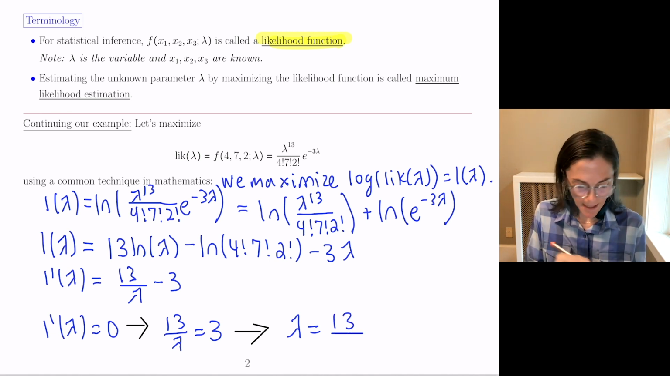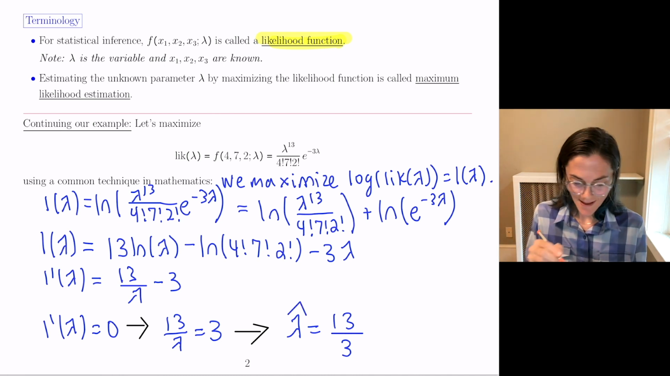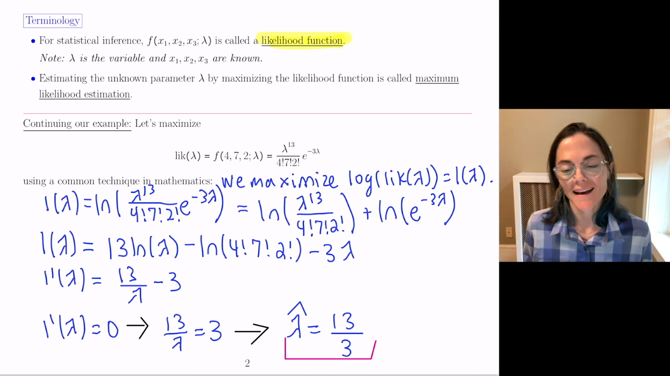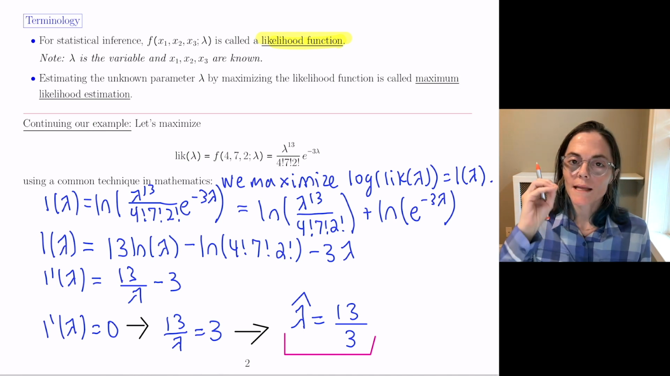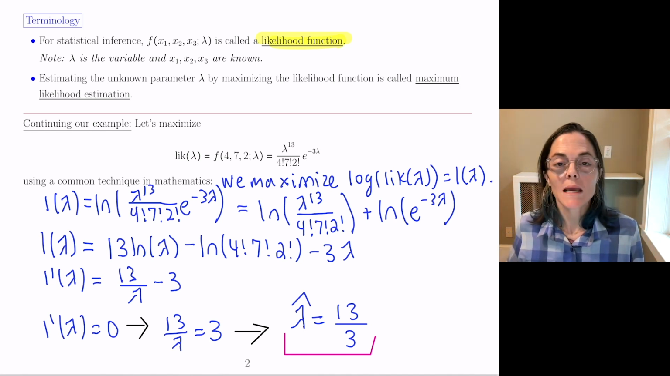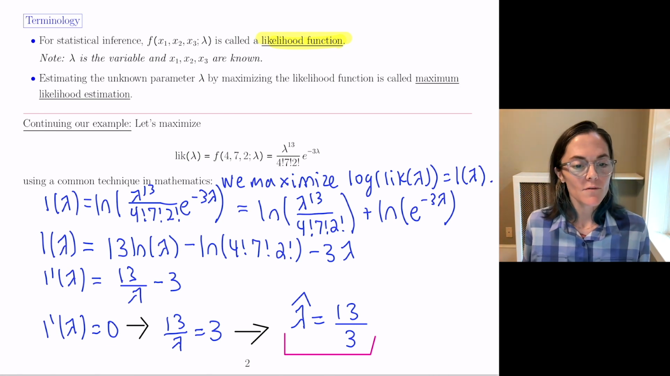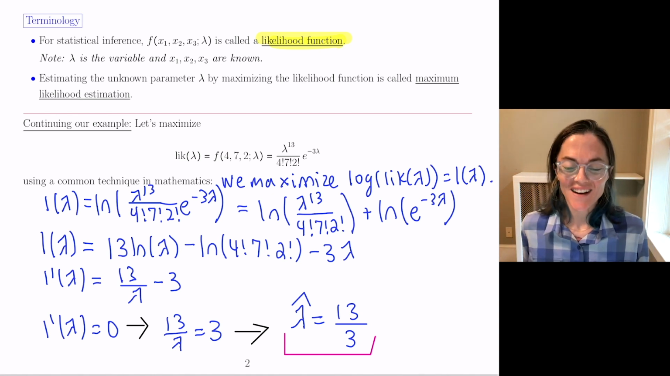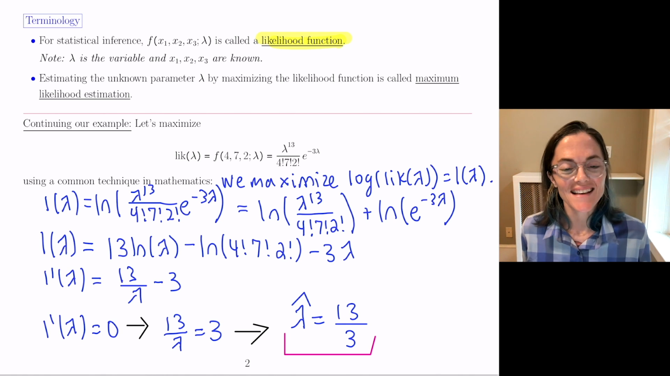Now, typically, for the maximum likelihood estimator, we put a little hat on it. So here is our maximum likelihood estimate for this parameter, lambda. We have solved. This is 4.3333 repeating, and that is what we saw when we looked in Desmos at a graph of either the likelihood function or the log likelihood function. So it's nice to have verified this using calculus.